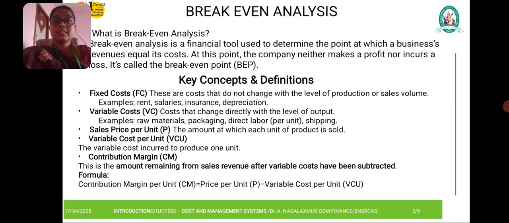Break-even analysis is a financial tool used to determine the point at which business revenue equals its cost. At this point, the company neither makes a profit nor incurs a loss. It is called break-even point. So, cost and the revenue should become equal. That means it is neither making profit nor incurring loss. That point is said to be break-even point.